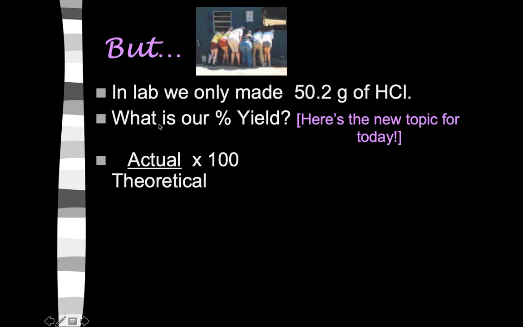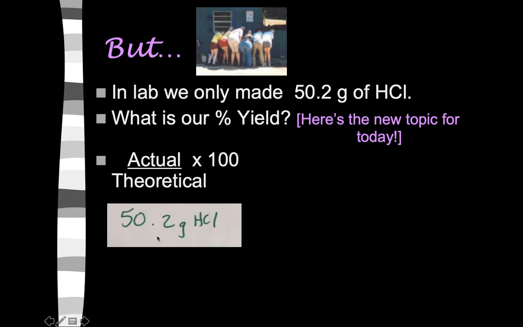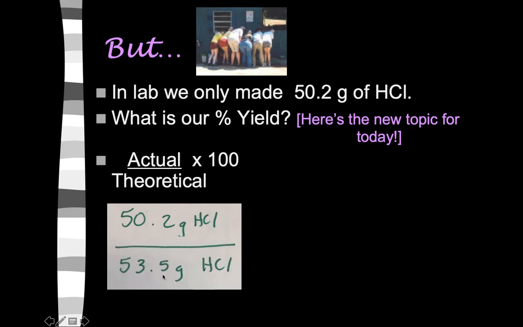And then the previous screen was our theoretical, because it was given just by a hypothesis, just on paper. So actual is the lab number, 50.2 grams of HCl, because that's what we made in lab. Theoretical came from that prediction we made by doing the LR problem. The 53.5 grams of HCl came from the LR problem.